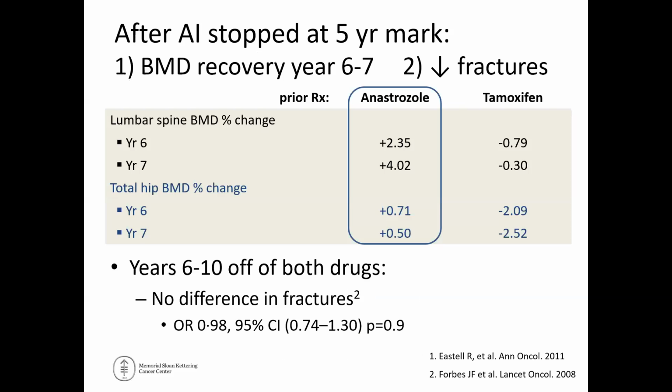And here we see that after the aromatase inhibitor is stopped after 5 years, there is thankfully some recovery of bone density, both at the spine and the hip. And in the tamoxifen group, when tamoxifen is stopped, there is some small loss of bone density because you're taking away a bone protective agent.